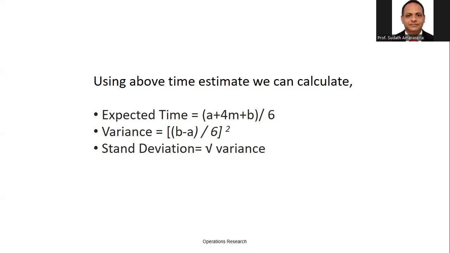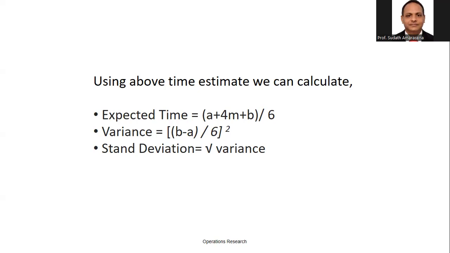Simple B minus A divided by 6, get the square, then you can calculate the variation. Right? Then after you calculate the variation, we need to calculate the standard deviation also, because without it we can't identify the probability value. How are we going to calculate the standard deviation? Square root of the variation. Likewise, we need to do the calculation.